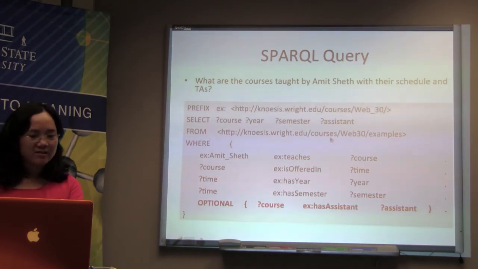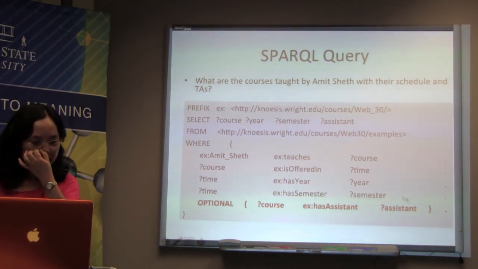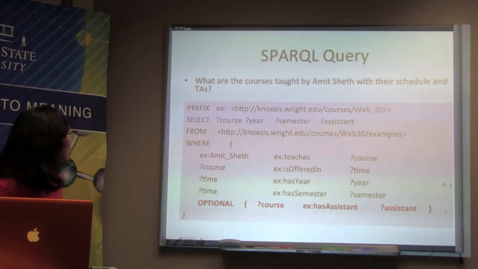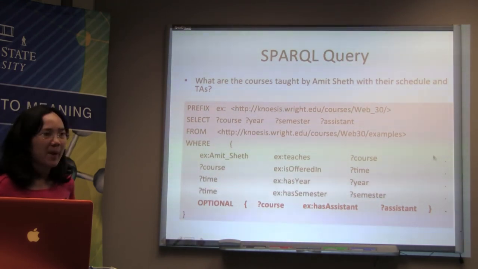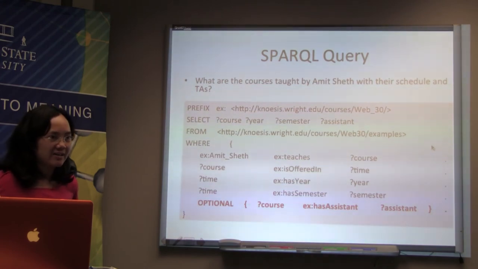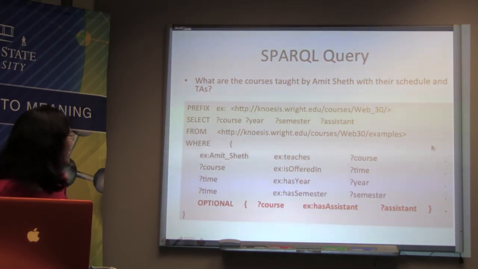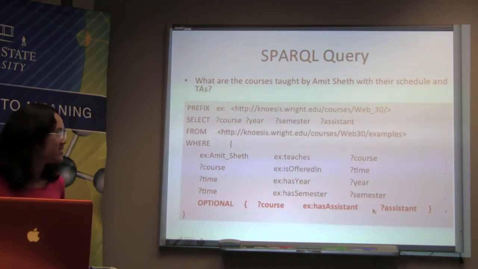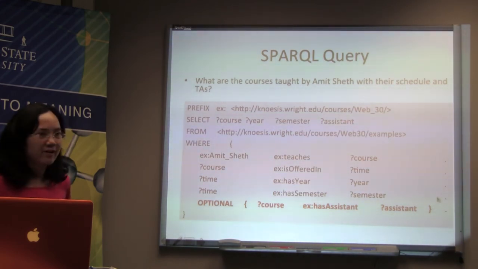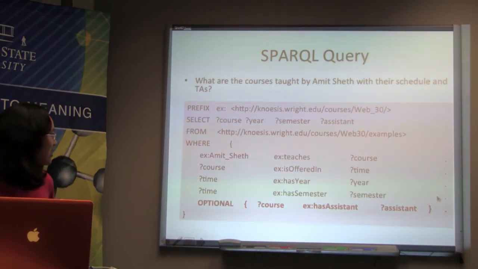And this is the SPARQL query. If you notice, in this SPARQL query, every triple pattern is separated by a period, right? Similarly, the optional pattern is also separated from other patterns by a dot or period.